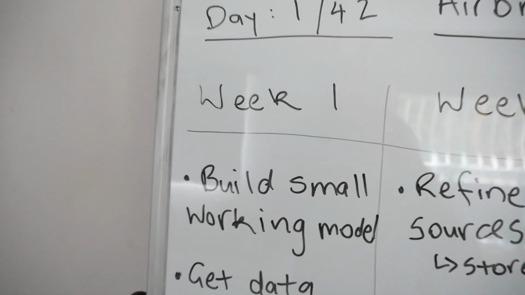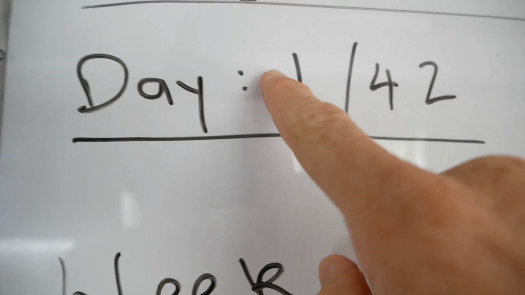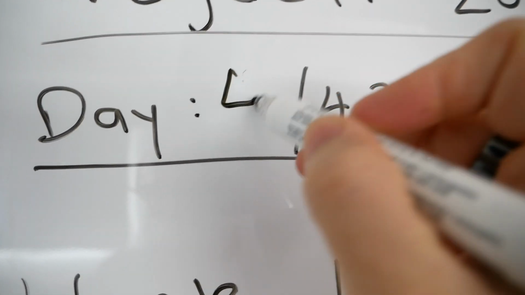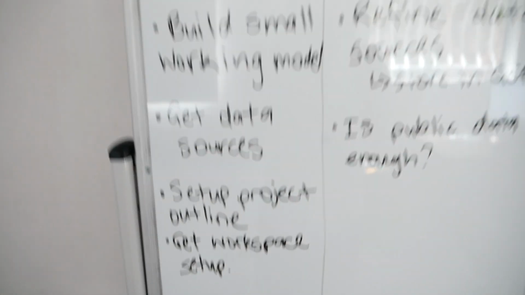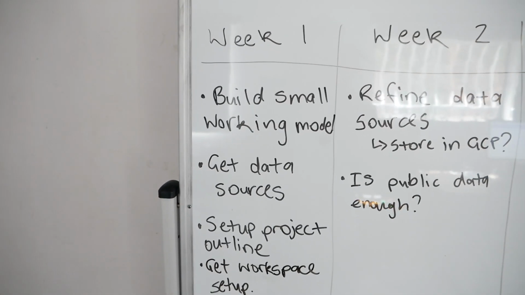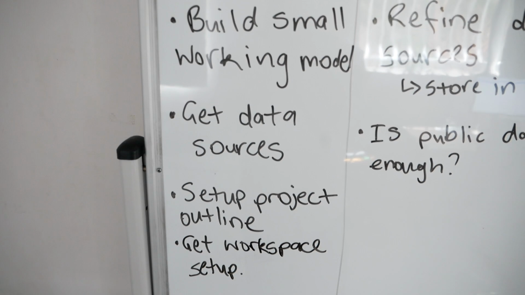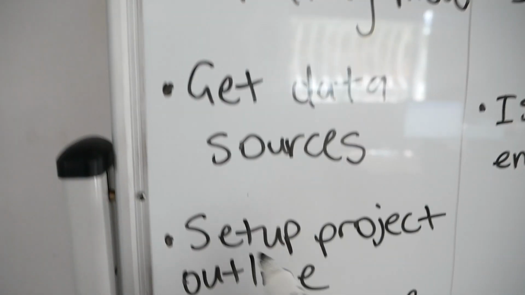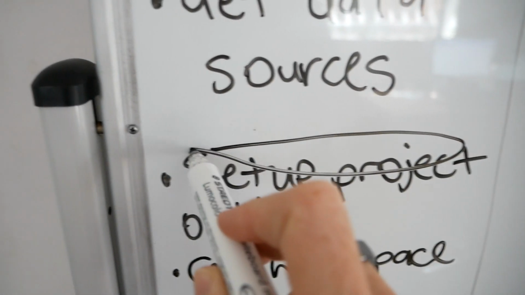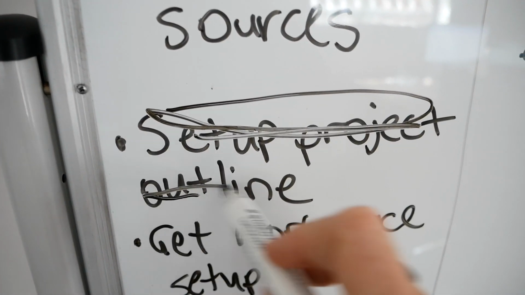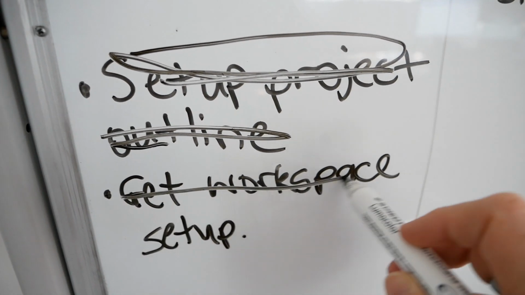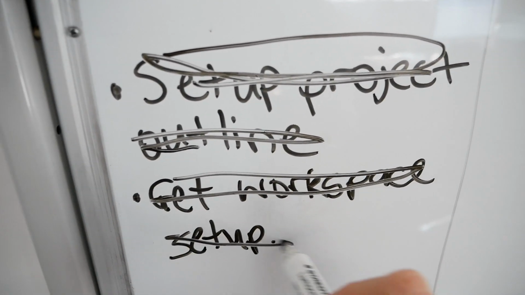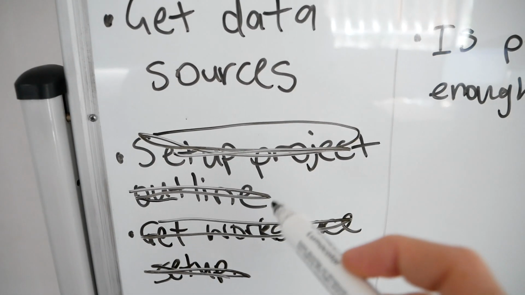So, since it's day 4, I better update this. We want to do day 4. Now, this is what I wanted to get done in week 1. So build a small working model, get data sources, set up project outline, and get Workspace set up. So we have actually done this. Oh, trying to draw an outline while talking on the camera. Not working very well. So we've got this set up.